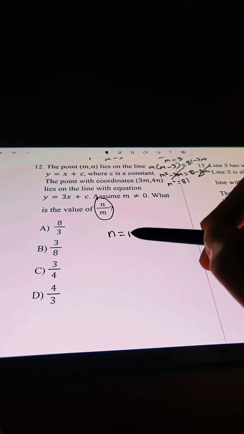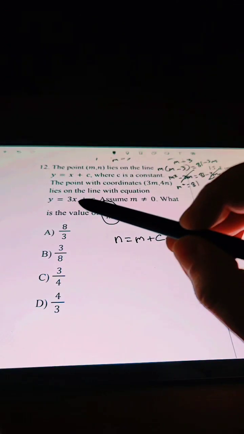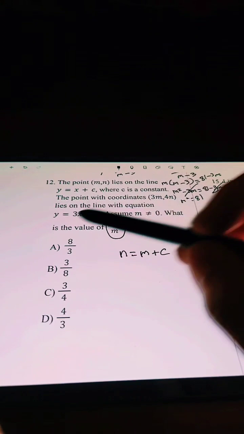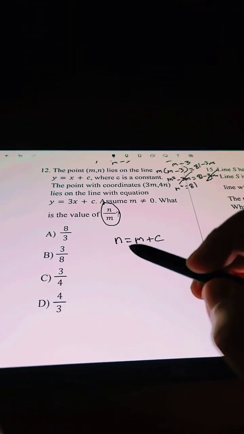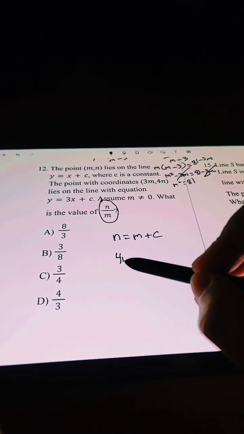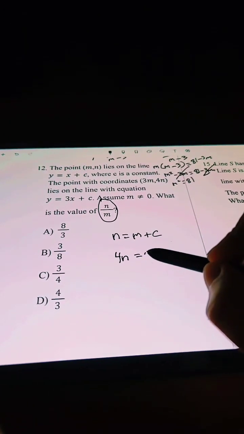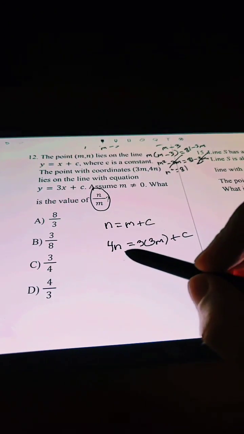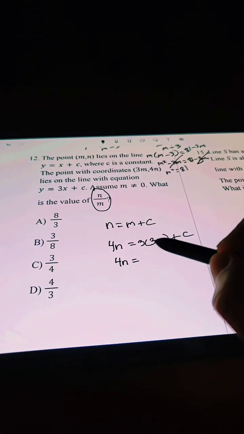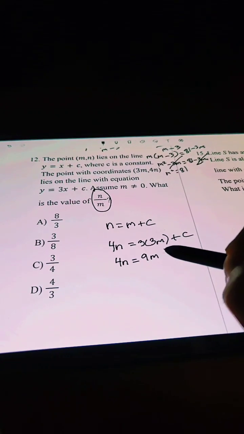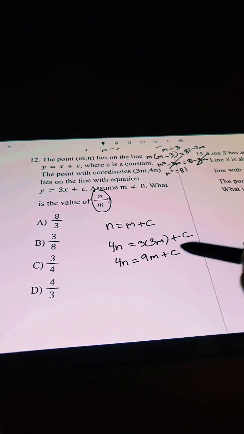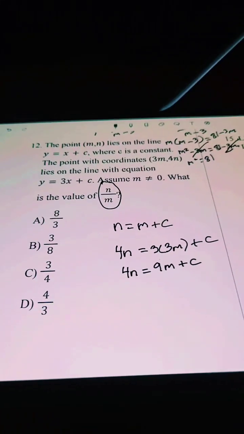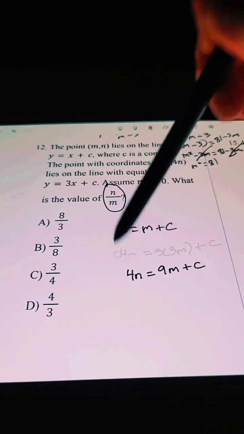So n is equal to m plus c, and then in the second scenario, 3m is my x, and 4n is my y, so I'm going to plug that into the second equation. So I'm going to say 4n has to equal 3 times 3m for my x value plus c. And then I'm going to multiply the 3 times 3m, and I get 4n is equal to 9m plus c. Let me actually just erase that so it's not super messy and annoying. There we go.